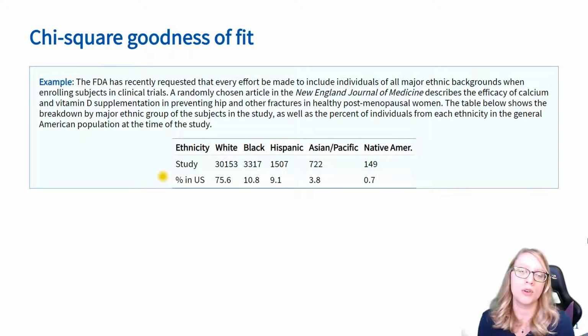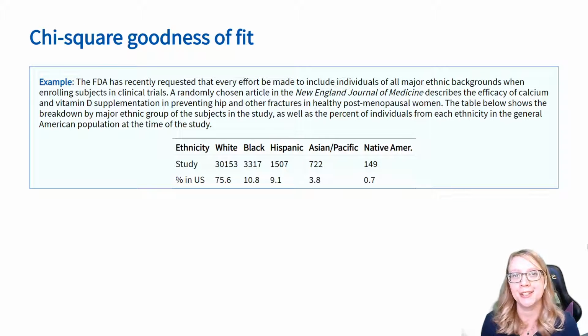This second row here, percent in the U.S., represents the percent of the U.S. population at the time the study was completed. So at the time the study was completed, 75.6% of women in the U.S. were white, 10.8% of women in the U.S. identified as Black, 9.1% identified as Hispanic, 3.8% identified as Asian Pacific, 0.7% identified as Native American.